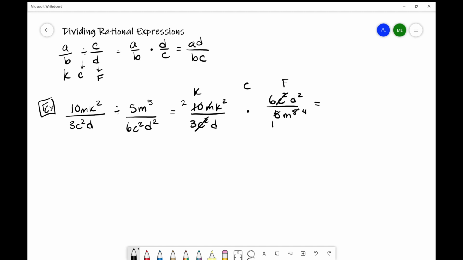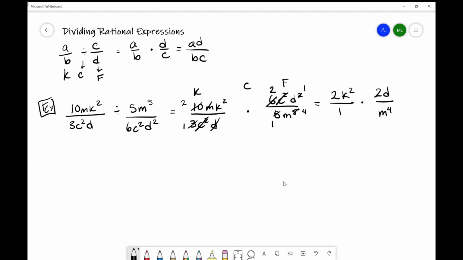And I have d squared up here, so one of the d's goes away, because this one now becomes d to the power of 1, which is just d. 6 goes into 3 2 times, so this becomes a 1, and this becomes a 2. So now our fractions look like this: 2k squared over 1 times 2d over m to the power of 4.